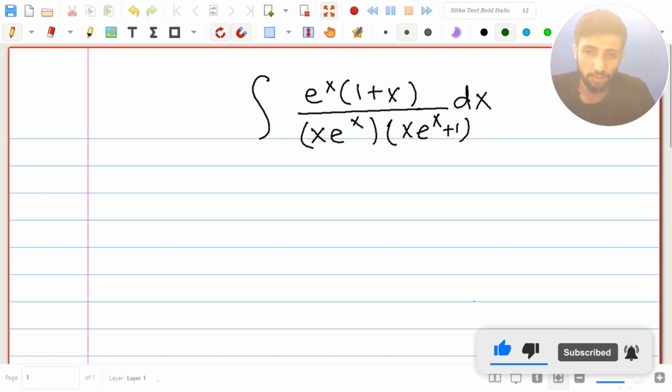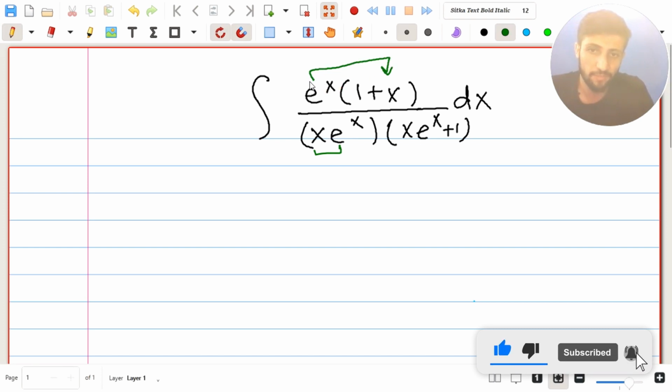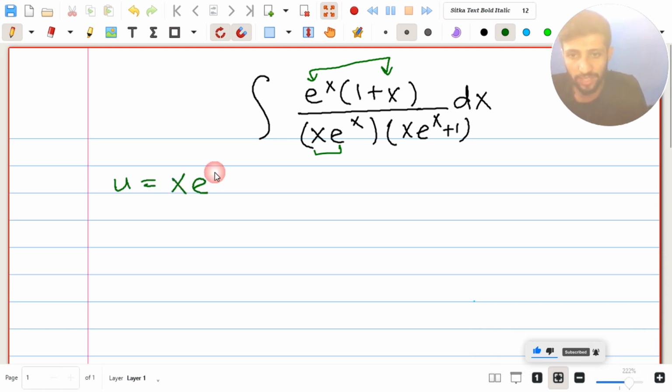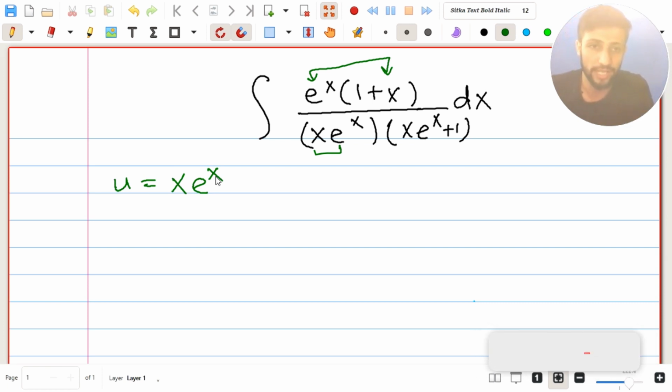Now see that when I look at this term x e to the power x, and if I take the derivative of this term, I will get e to the power x into (1 plus x). So from here, one thing in my mind is that I need to take u as x e to the power x. So I will take my u as x e to the power x. As you all know, we have to take the derivative of this u over x, so we are taking the derivative of x e to the power x with respect to x.